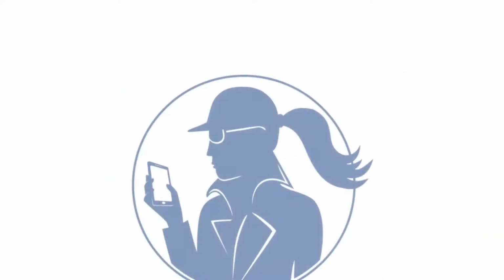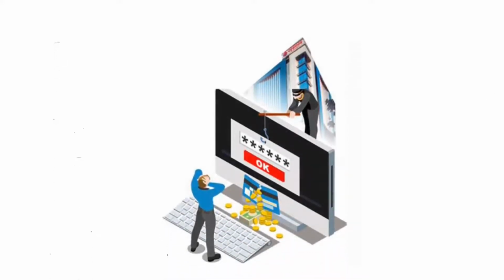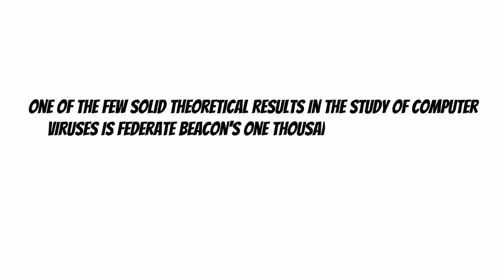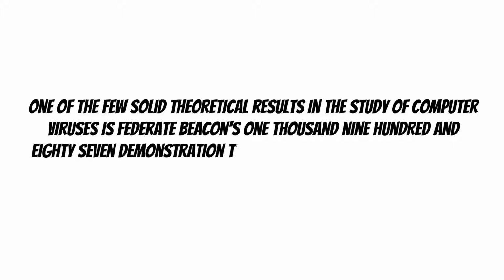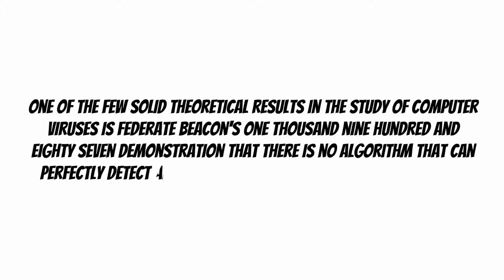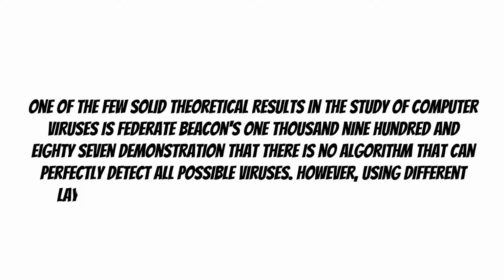One of the few solid theoretical results in the study of computer viruses is Frederick B. Cohen's 1987 demonstration that there is no algorithm that can perfectly detect all possible viruses. However, using different layers of defense, a good detection rate may be achieved. There are several methods which antivirus engines can use to identify malware.